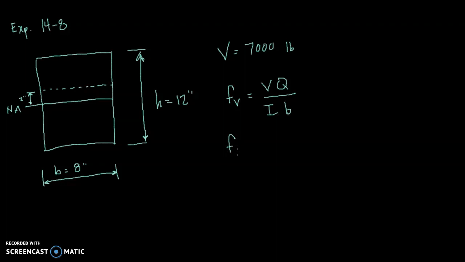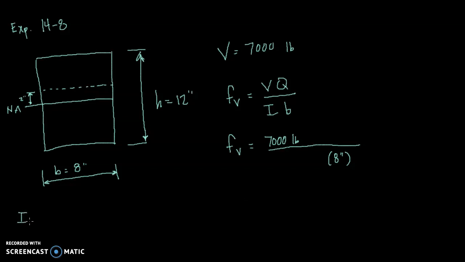Now some of these we can pretty easily plug in. The shear is given to us, that's 7,000 pounds. But what about Q? Q we're going to have to calculate. What about I? I we're also going to have to calculate. B we're just given. B is 8 inches. That's the width of the beam. So let's figure out Q and I. Let's start with I.